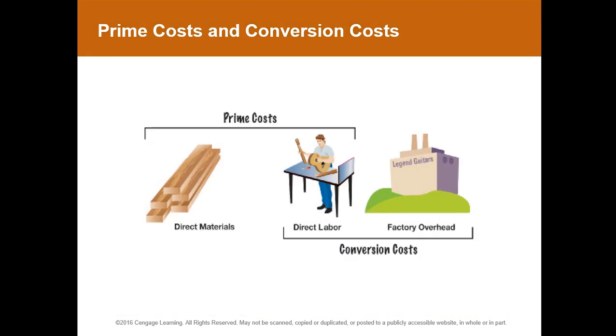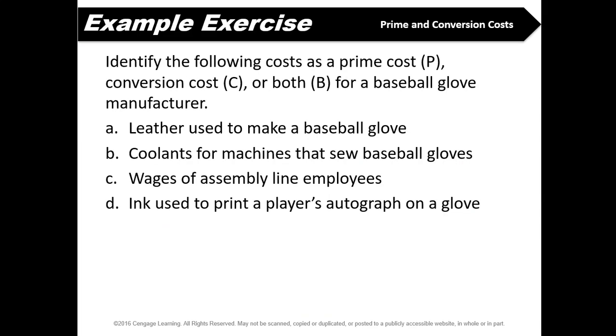There's a little visual. I actually have another chart that I think shows this a little bit better that I will post for you. Again, so direct labor is considered both prime and a conversion cost. All right, so let's try to identify these things: prime cost, conversion cost, or both. All right, back to our baseball glove. The leather used to make the baseball glove. All right, we already decided that was a direct material. Direct material is a prime cost.